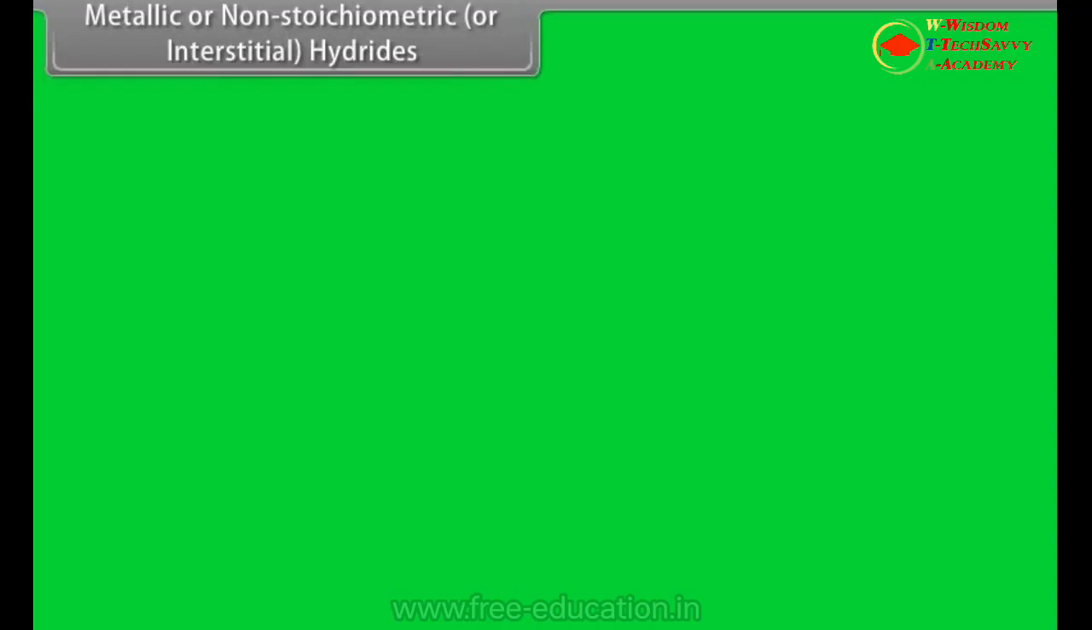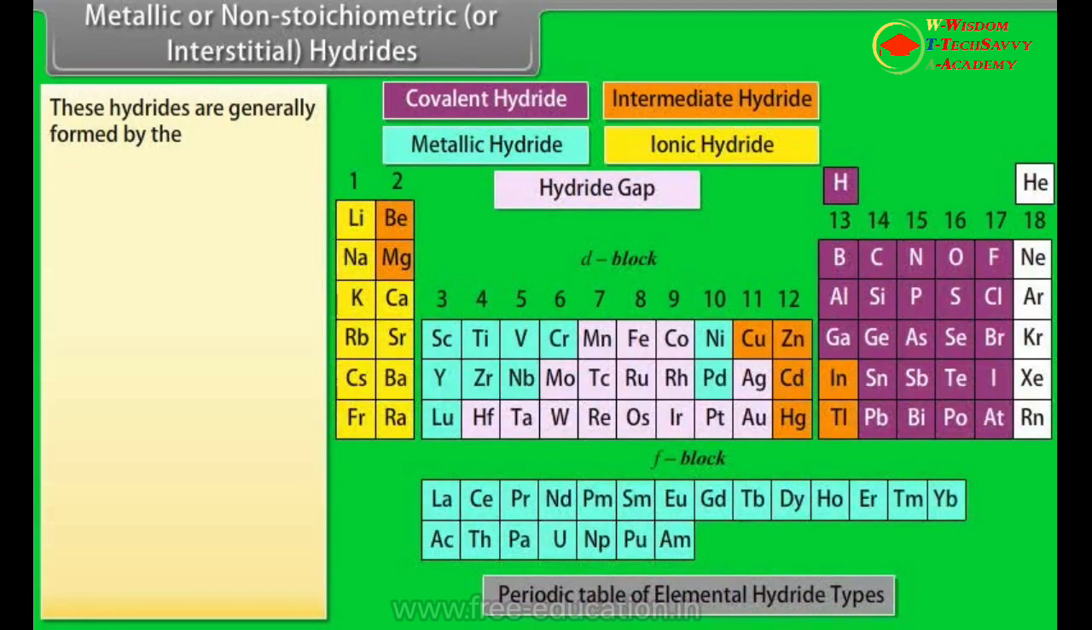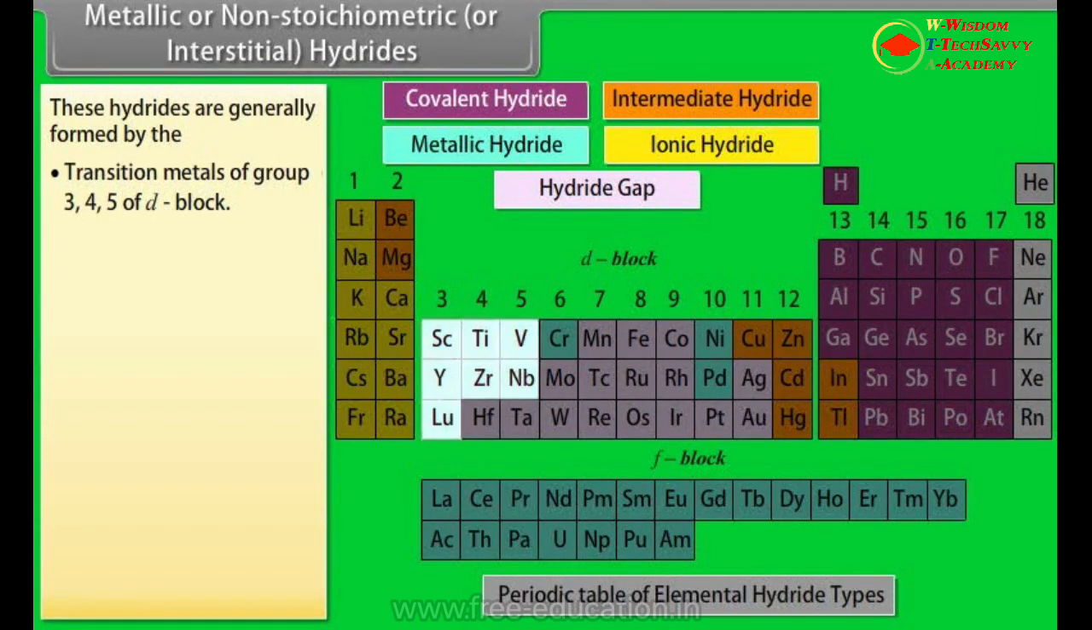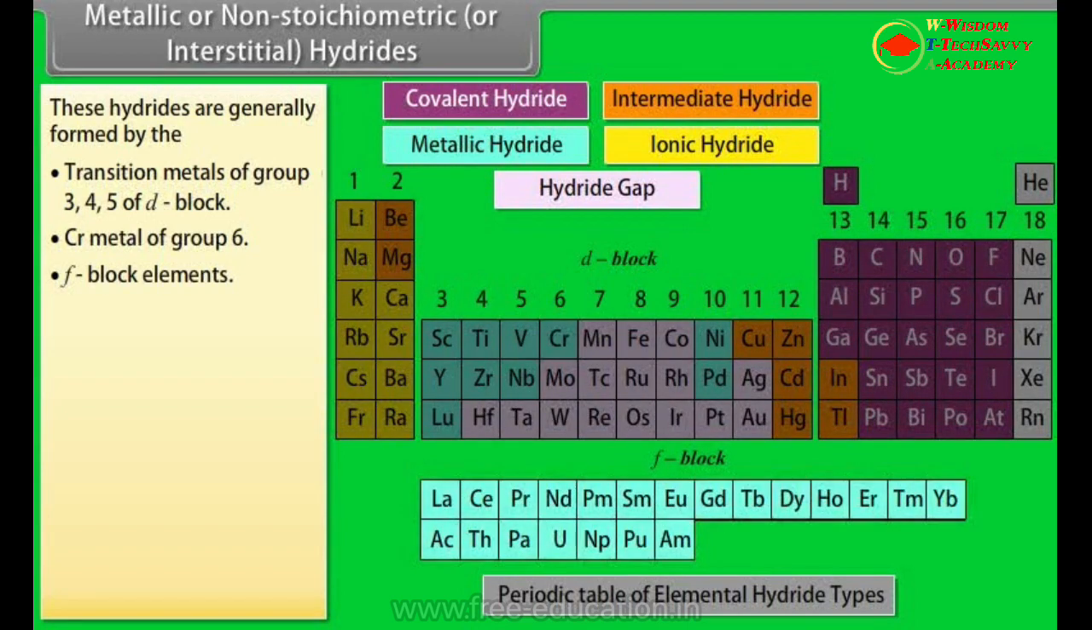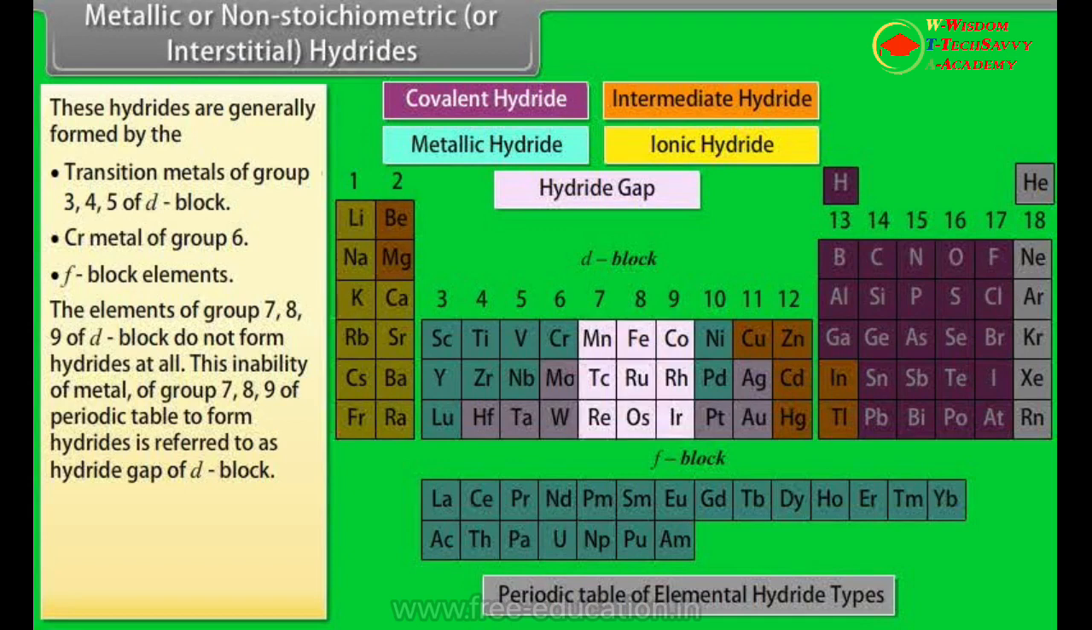Metallic or non-stoichiometric or interstitial hydrides. These hydrides are generally formed by the transition metals of group 3, 4, 5 of the d-block, some metals of group 6, and f-block metals. The elements of group 7, 8, 9 of the d-block do not form hydrides at all. This inability of metals of group 7, 8, 9 of the periodic table to form hydrides is referred to as the hydride gap of the d-block.